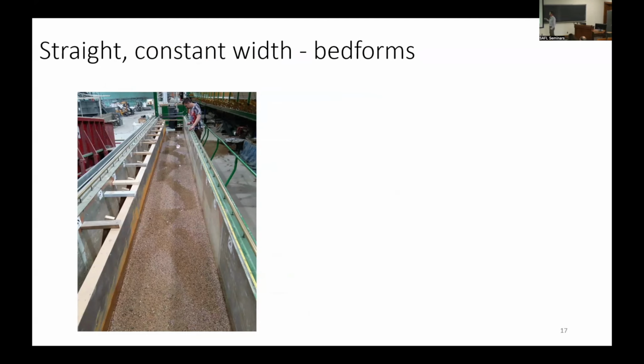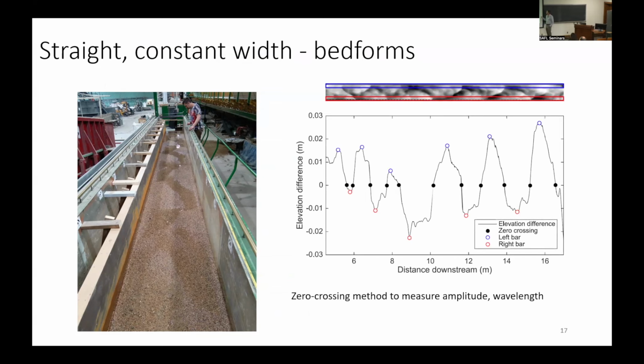But before I get there, I want to point out some things that we saw in the flume during this experiment, which was these bed forms that emerged. You can see, this is as the flume was draining, we took a picture, and you can see this low flow channel, and it looks like alternate bars. We developed these bar-like features.